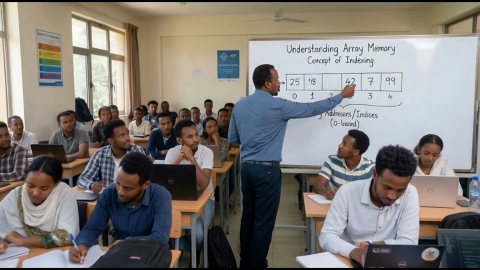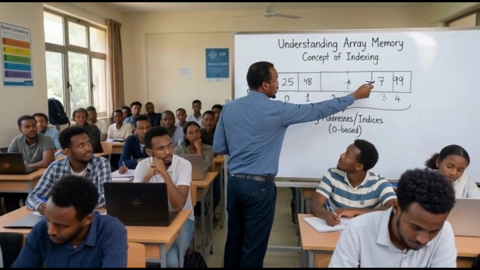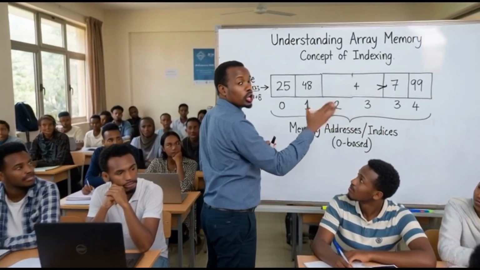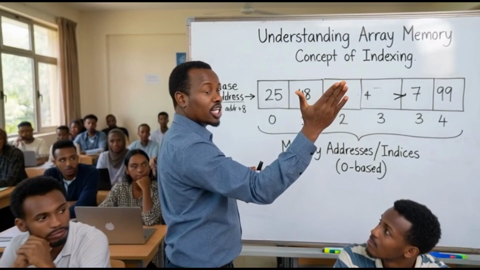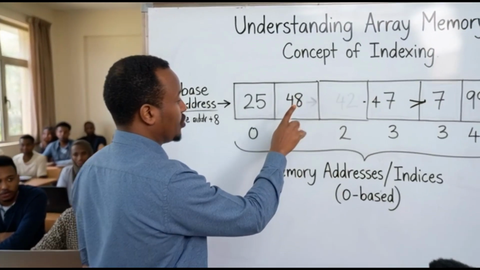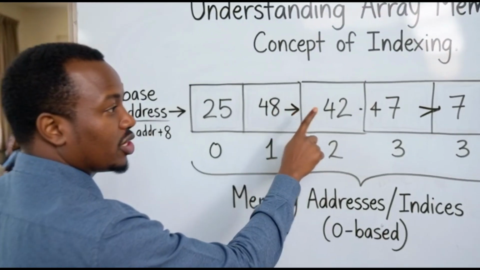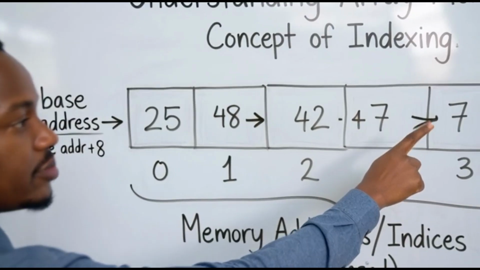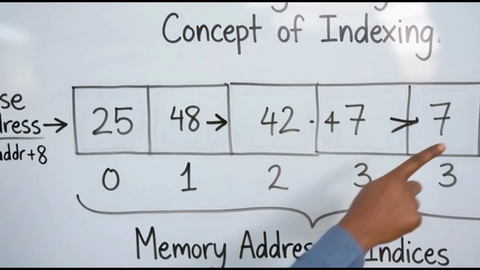An array is one of the simplest data structures. It stores elements in contiguous memory locations, and each element can be accessed using an index number. Arrays allow fast access to stored data.